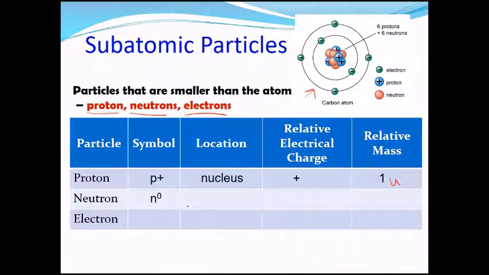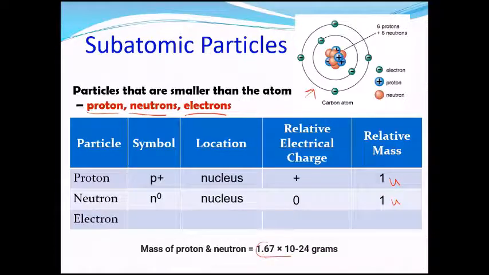The neutron, we use a little 0. It's also located in the nucleus, but we use the 0 because it doesn't have a charge. And its relative mass is also 1 atomic mass units. Now, the actual mass of a proton or neutron is about 1.6 times 10 to the negative 24 grams. So super small. But instead of making you do calculations with this ridiculous exponent number here, they basically said this equals 1 atomic mass unit. So we're going with that.